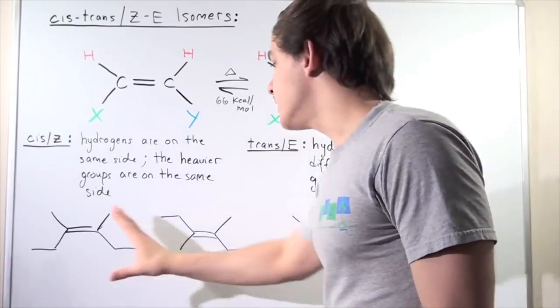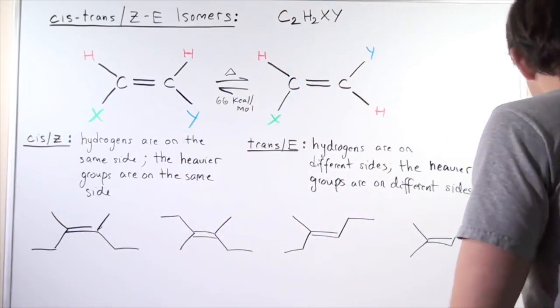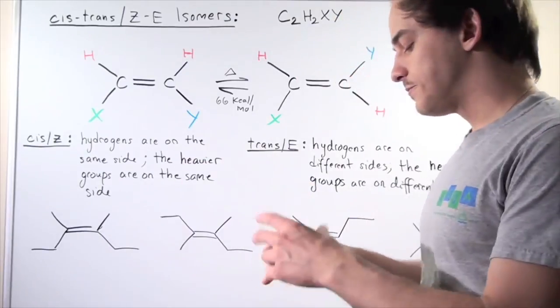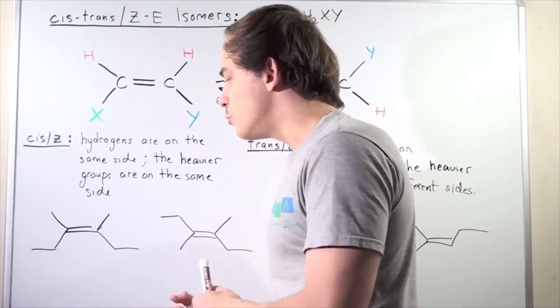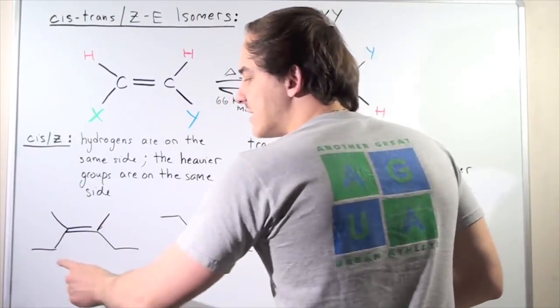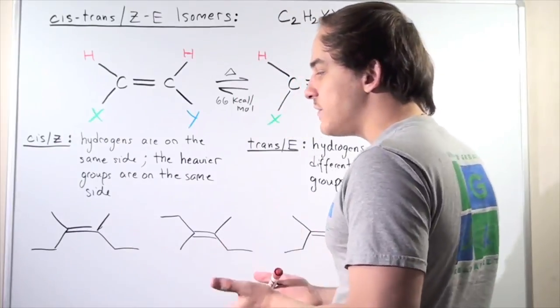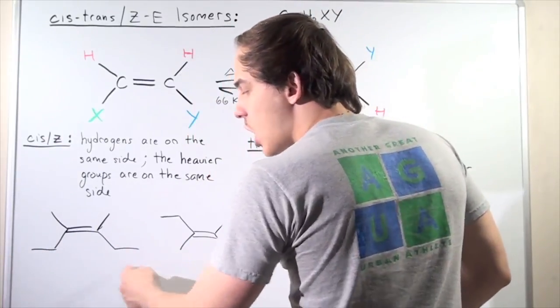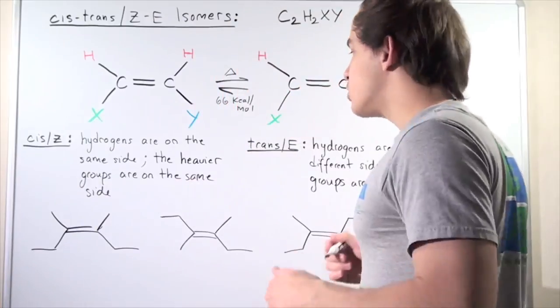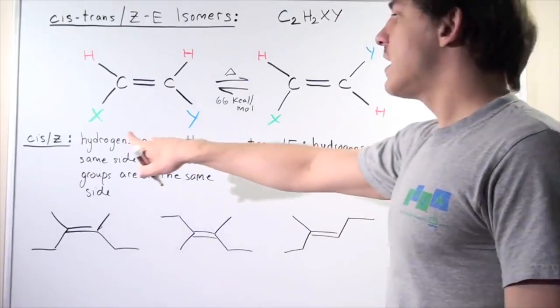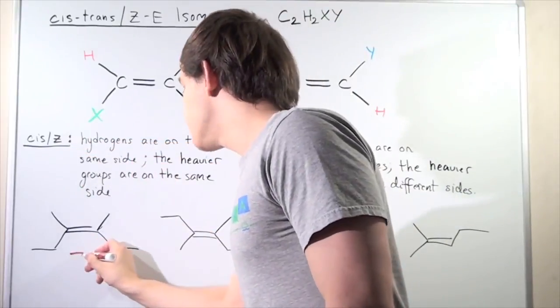So let's look at the following few examples and try to figure out which ones are E and which ones are Z. We're looking for the heavier groups and the lighter groups. So we have two methyl groups and two ethyl groups. Ethyl is heavier. That means these guys found on the same side are the heavier groups. And so we have the heavier groups on the same side, which means we have our Z. So this must be Z.